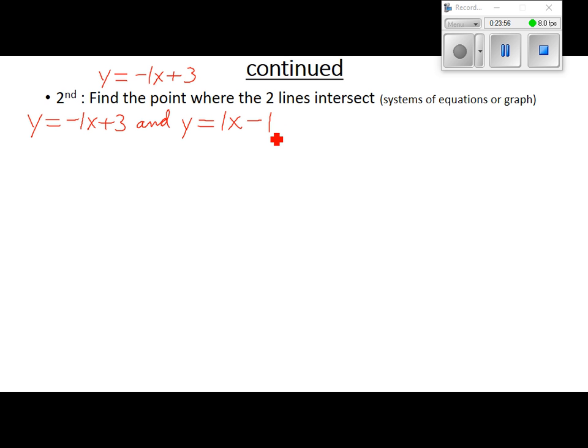All you're going to do with those 2 lines is set them equal to each other. That's going to tell you where the line that we drew touches the other line. So we're going to take those 2 and set them equal. -1x plus 3 equals 1x minus 1.